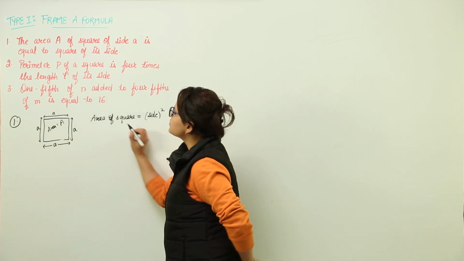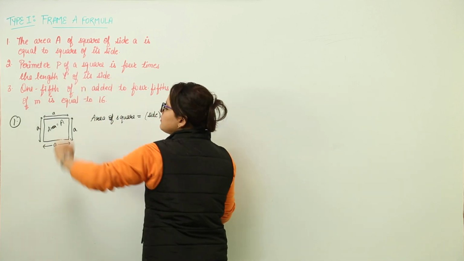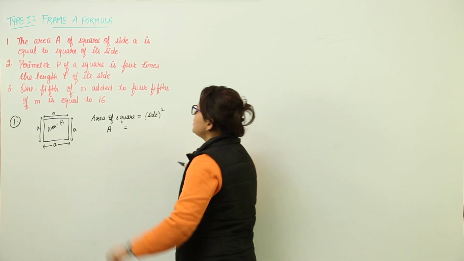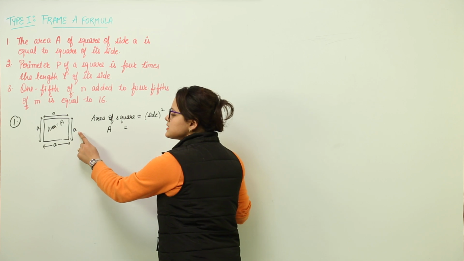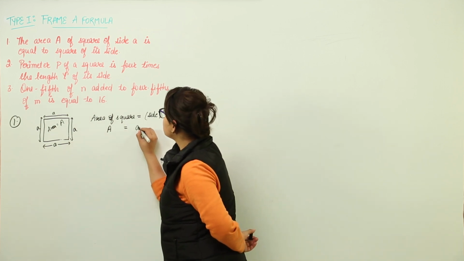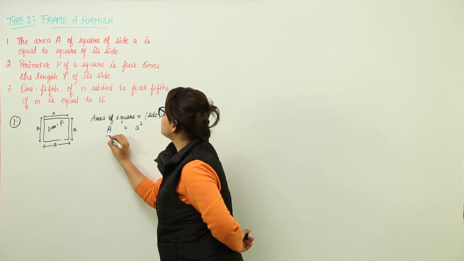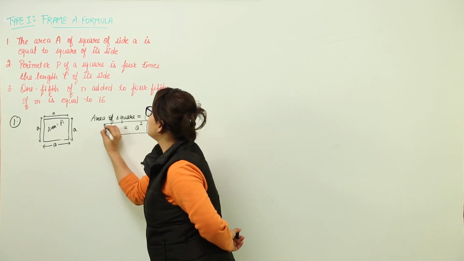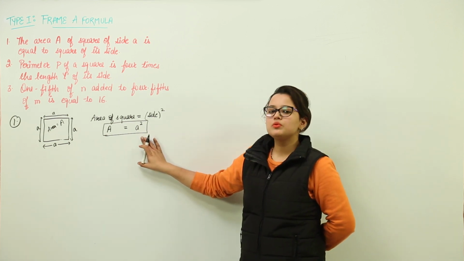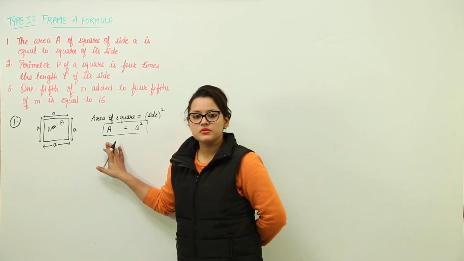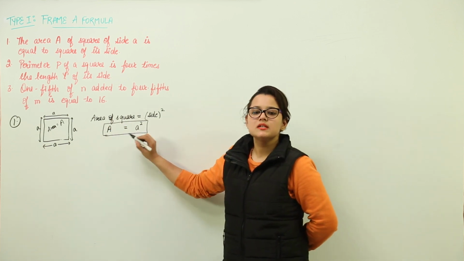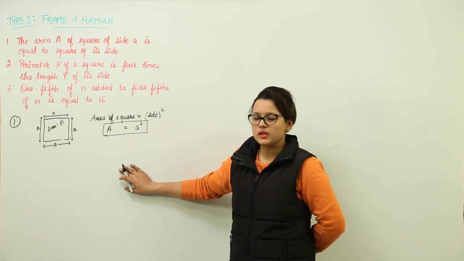Now what is the area of a square given as? It is already given to us as capital A. This is equal to the side squared. What is the side over here? It is given to us as small a. So we write small a squared. So this forms the formula. The formula for the first question would be capital A is equal to a squared, where capital A represents the area of this square and small a represents the side of this respective square.